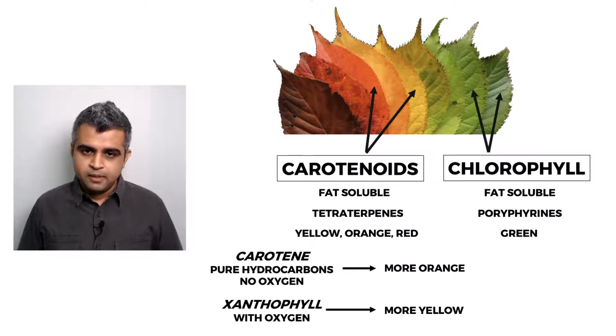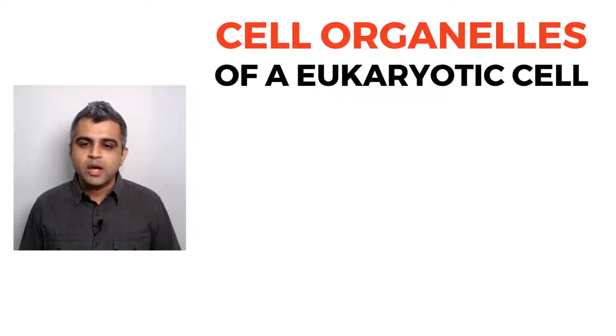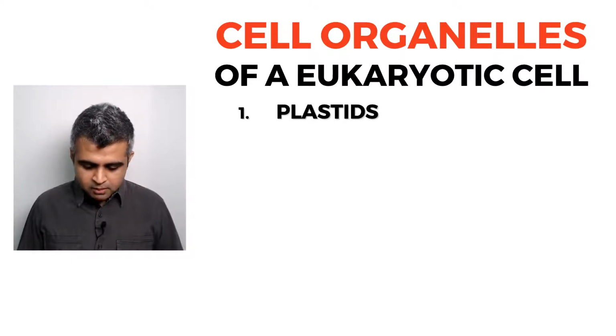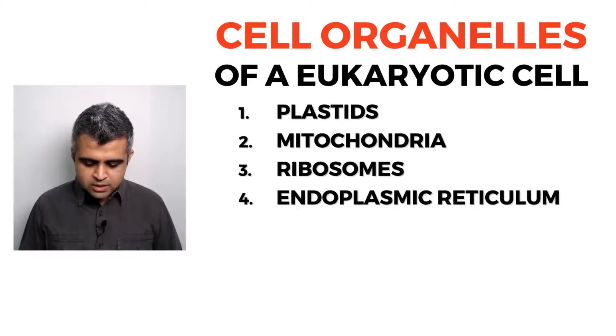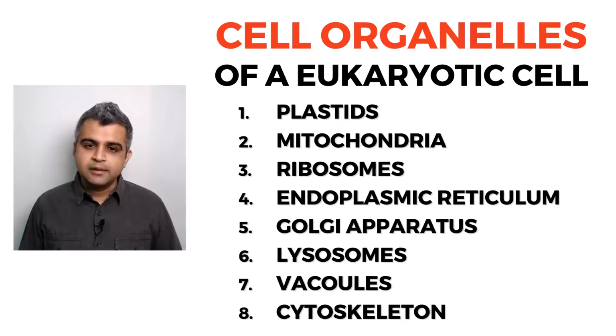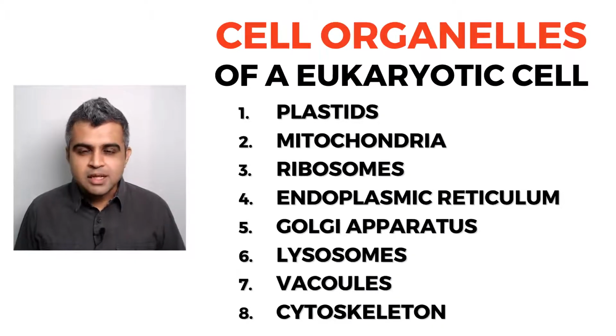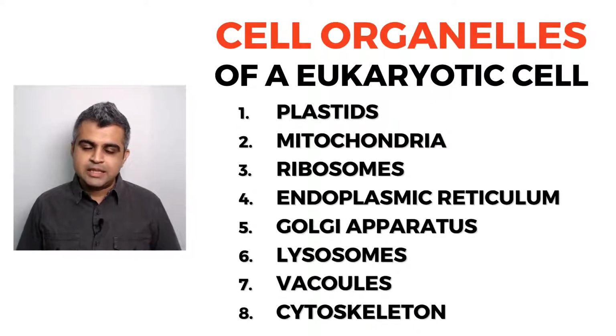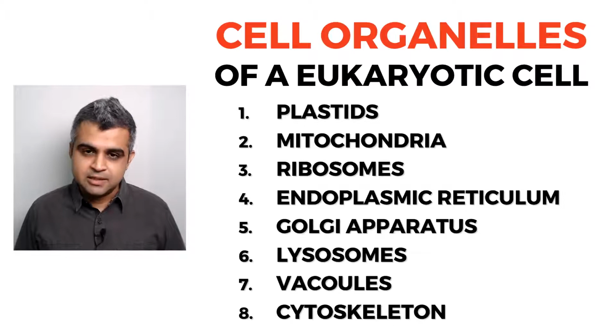So that, dear students, brings us to the cell organelles of a eukaryotic cell. There are a lot of cell organelles and you may even have heard about them when you were in school, like plastids, mitochondria, ribosomes, endoplasmic reticulum, Golgi apparatus, lysosomes, vacuoles, cytoskeleton. We are going to be discussing each one of these in detail. So as of today, let's start with the first one, which is going to be the plastids.